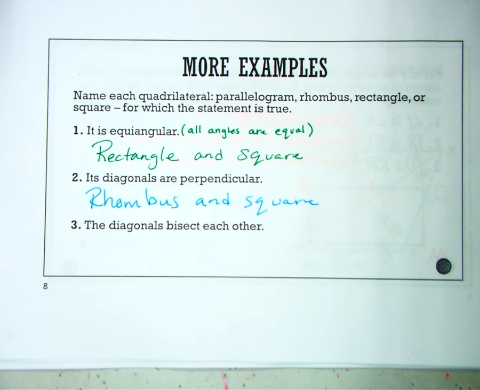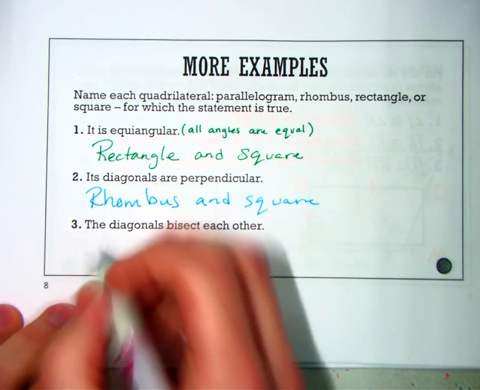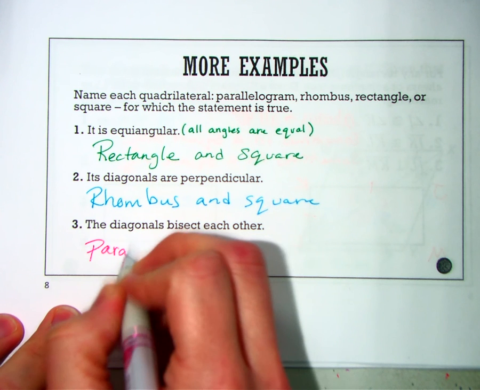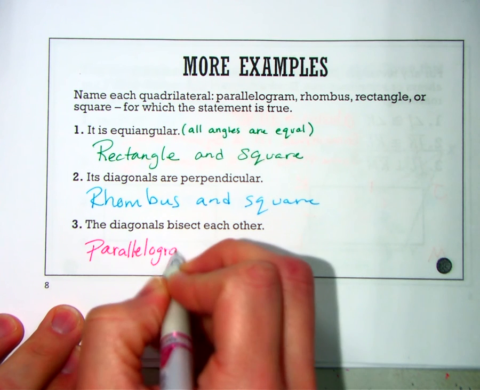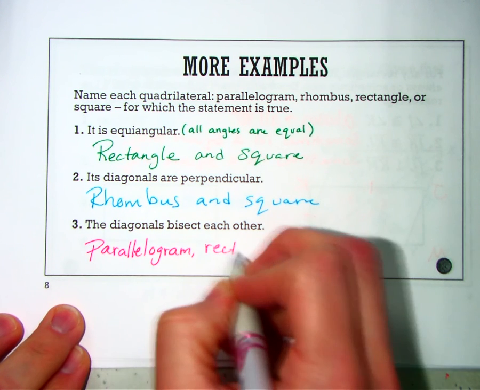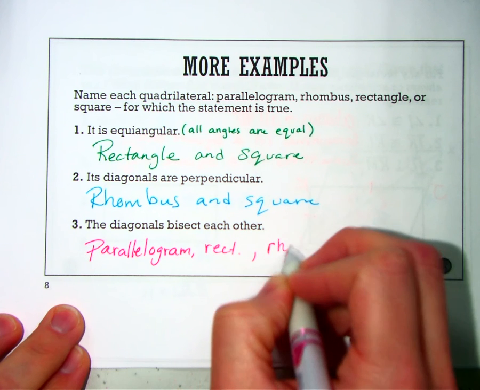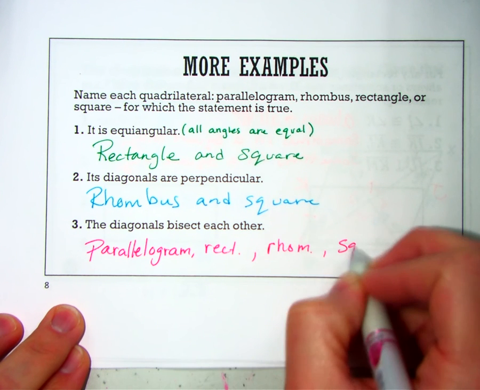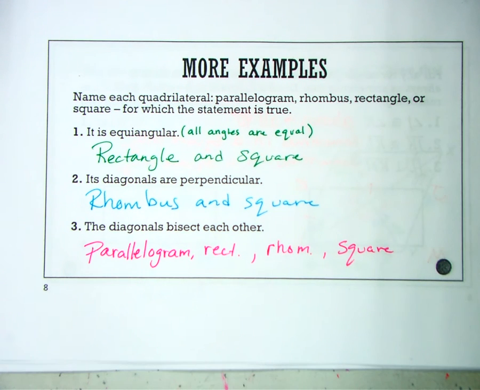Okay. What about the diagonals bisect each other? This isn't new. And if it's not new, that means it came from the parallelogram. But if it's true for a parallelogram, it's true for a rectangle, it's true for a rhombus, and it's true for a square. Okay, so this is a basic parallelogram property, and if we write down that it is true for a parallelogram, then it's true for all of them. Okay?